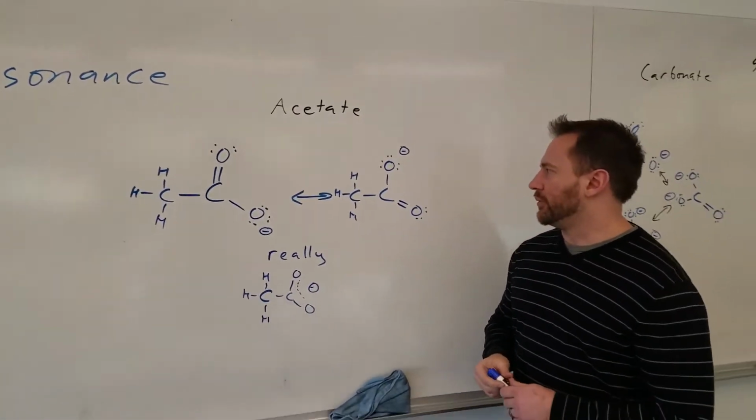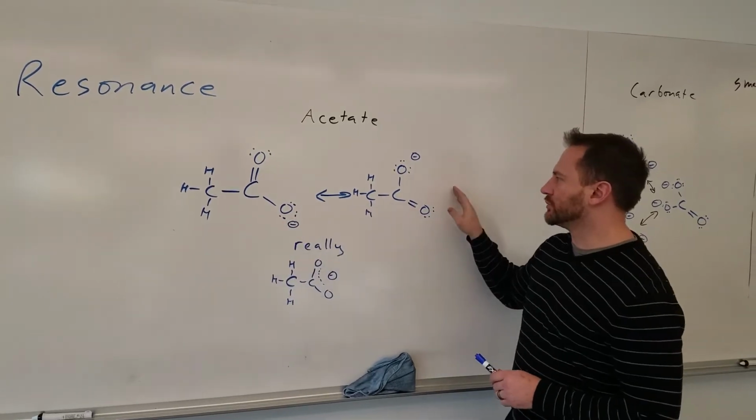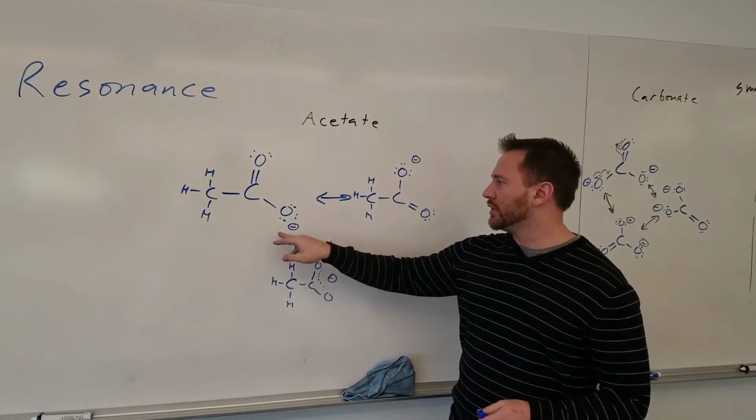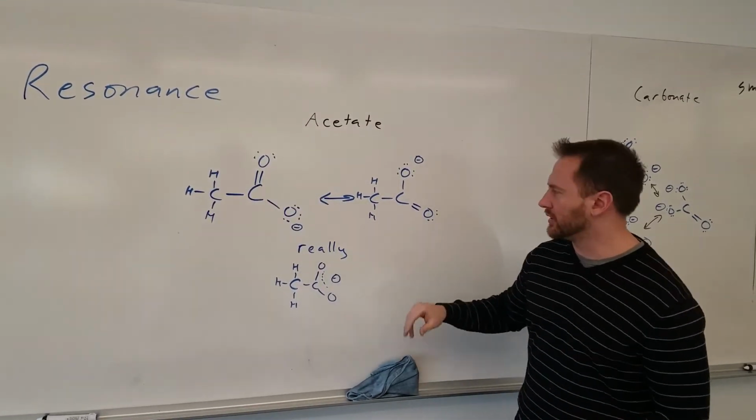Acetate is another example of a molecule with resonance. Not quite as much movement, but both of these structures would be considered valid. It's an anion, so it has a negative charge. One of the oxygens has a negative charge with a single bond, then you have your double bond to a neutral oxygen.